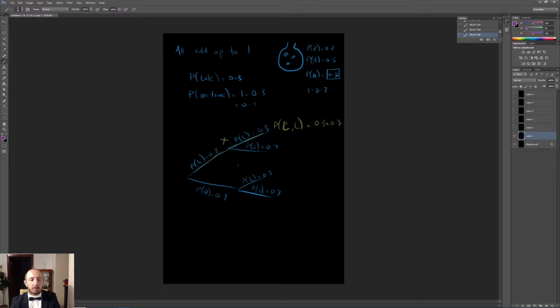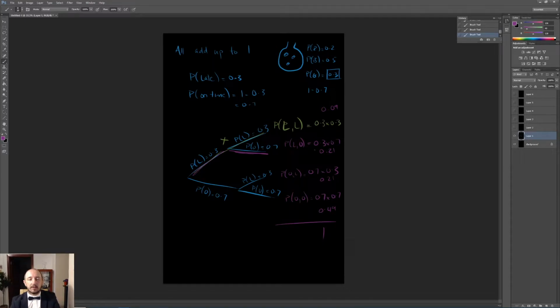If we want to do the probability of being late then on time, we will go 0.3, 0.7. So we multiply those two together. This one here, on time and late, would be 0.7 times 0.3, and on time is 0.7 times 0.7. You can work all of these out: 0.09, 0.21, 0.21, and 0.49. And when we add all of those possibilities together, we should again get 1 because all the probabilities add up to 1.